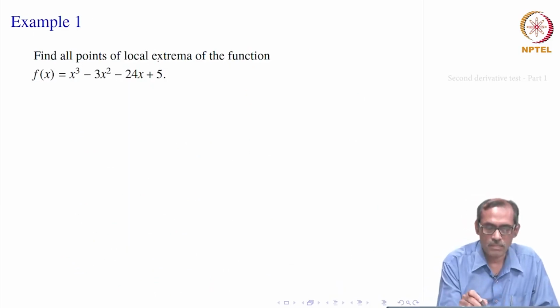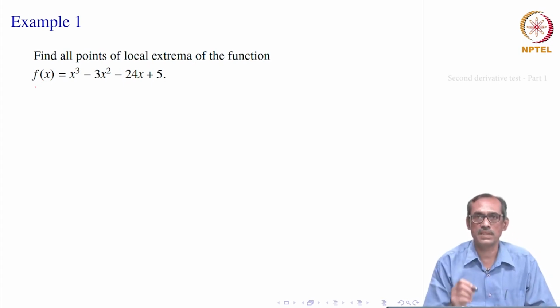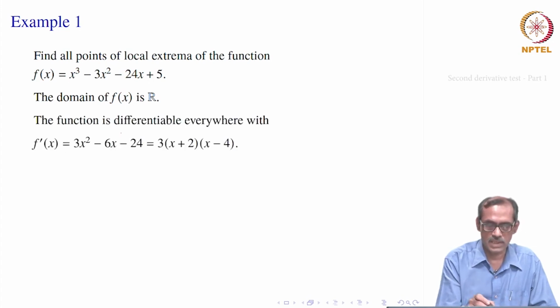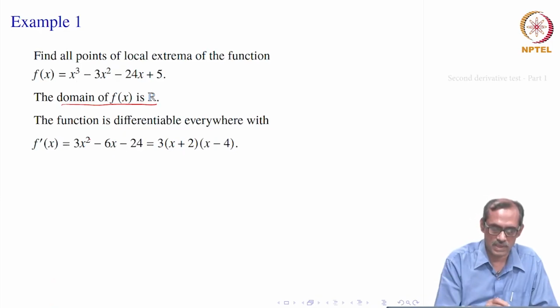Find all points of local extrema of the function f x equal to, it is a polynomial, a cubic one, x cubed minus 3x square minus 24x plus 5. This is the function. Okay. So, what do we do? We differentiate and we see that it is differentiable everywhere in the domain. The domain of f is of course R, everywhere the polynomial is defined and everywhere it is differentiable. The derivative is x cubed gives 3x square, minus 3x square gives minus 6x, minus 24x gives minus 24, and 5 gives 0.